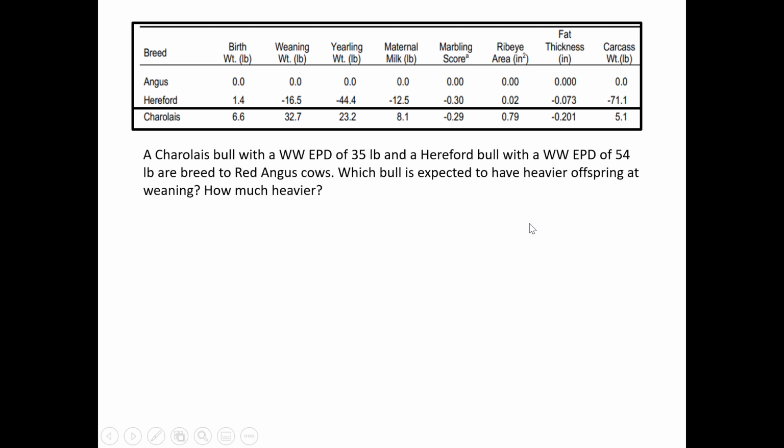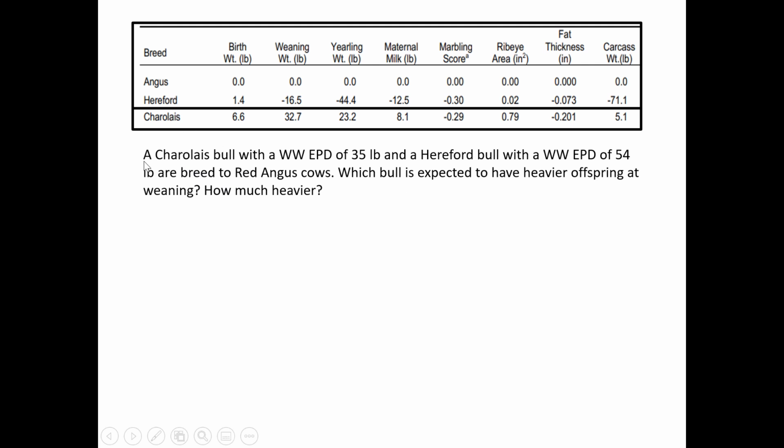This is from the example in y'all's notes. We have a Charolais bull with a weaning weight EPD of 35 pounds and a Hereford bull with a weaning weight EPD of 54 pounds, and they're being bred to red Angus cows. Which bull is expected to have heavier offspring at weaning, and then how much heavier?